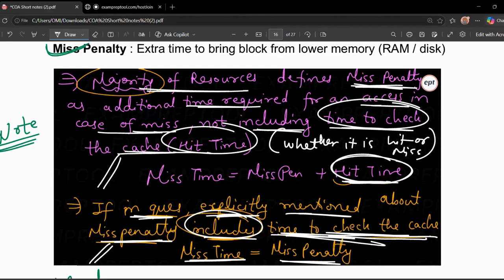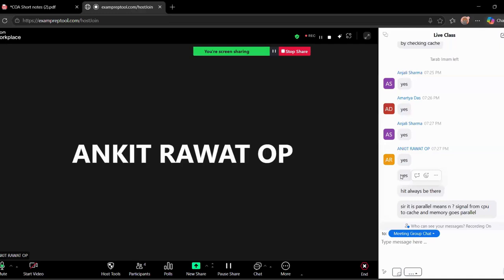Like what is given in the question. If nothing is given in the question, you can go with this, because majority of resources follow it. So by default you can assume it. But if it is explicitly given, then you have to use that.